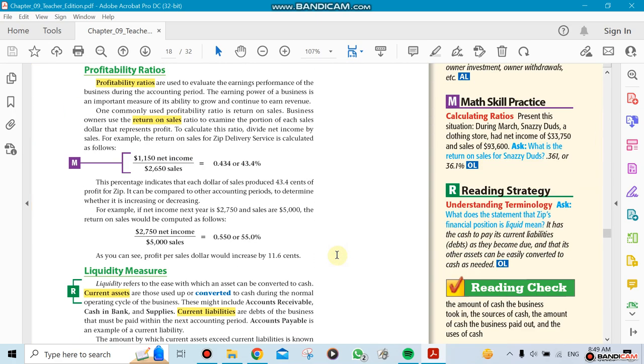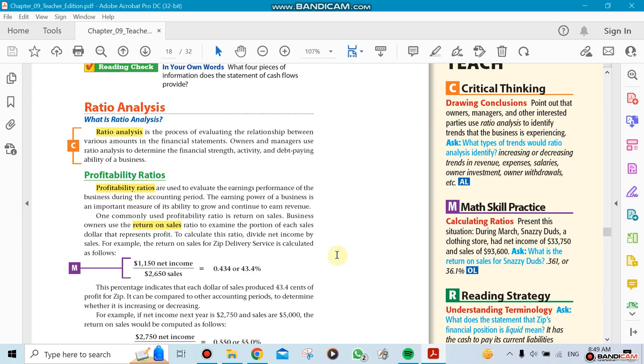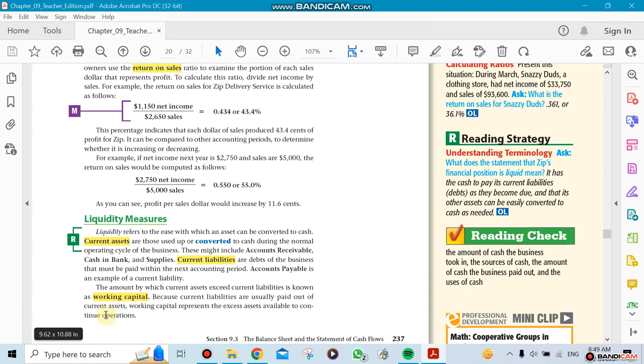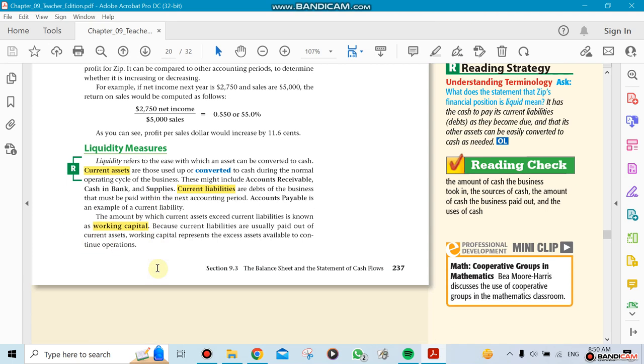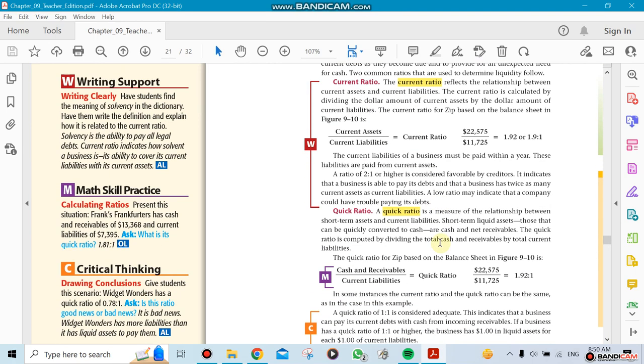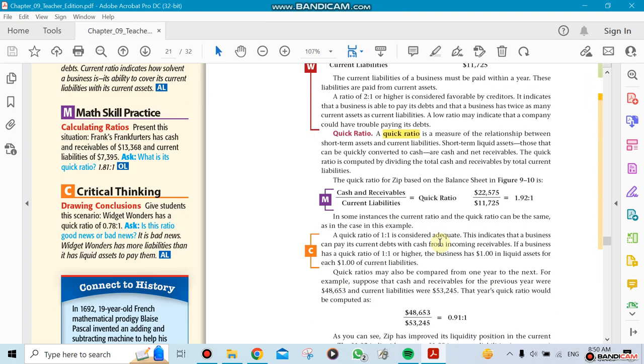All right. By the way, we'll talk about ratios. We're going to be doing the ratios here. So we have the profitability ratio, return on sales. We have current assets, current liabilities, working capital. We're going to be talking about the liability ratio, the current ratio. This is all we're going to be doing in class. And the last thing is the quick ratio.